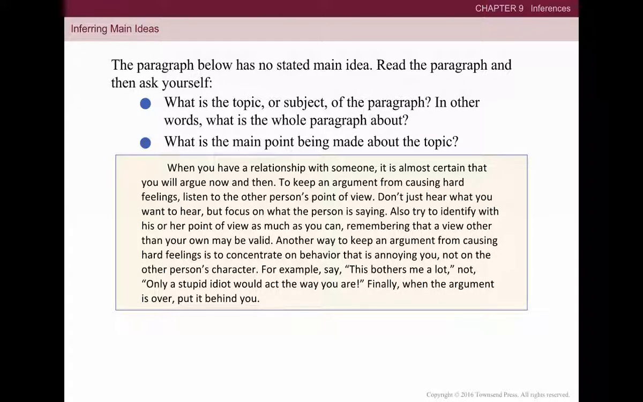None of those sentences are the main idea, first of all. But can you figure out what maybe the topic is or what's the subject?